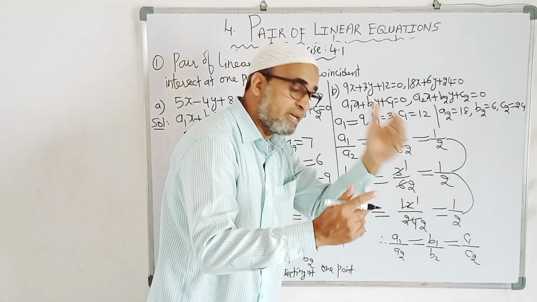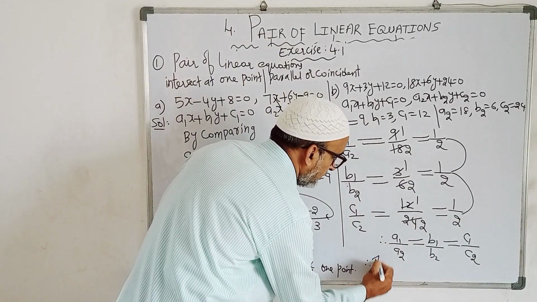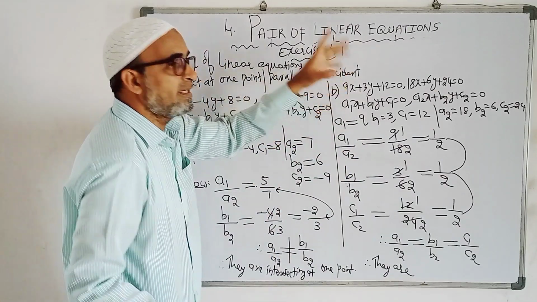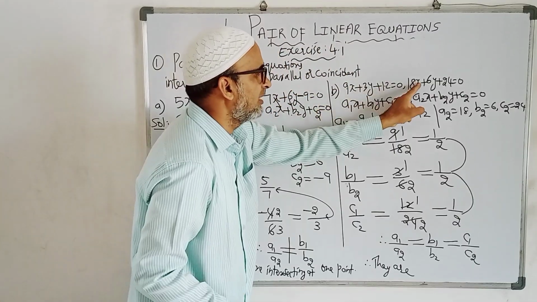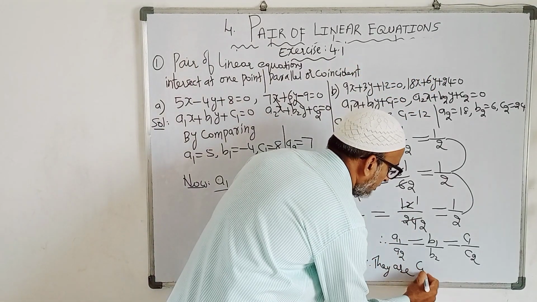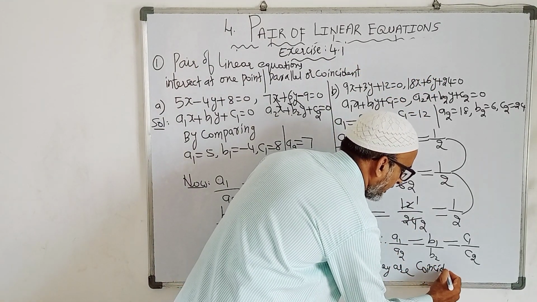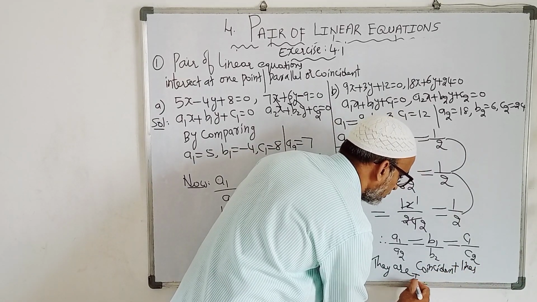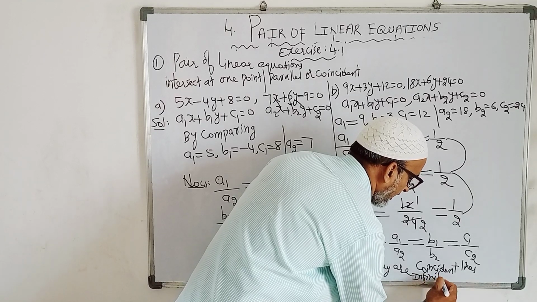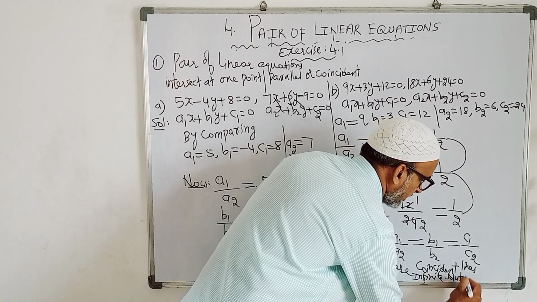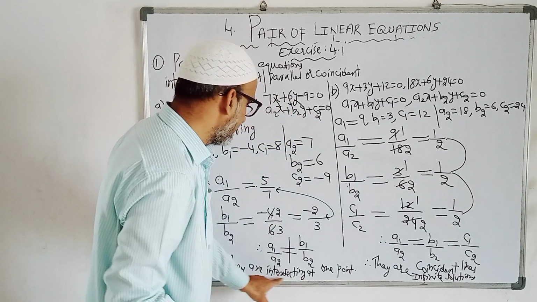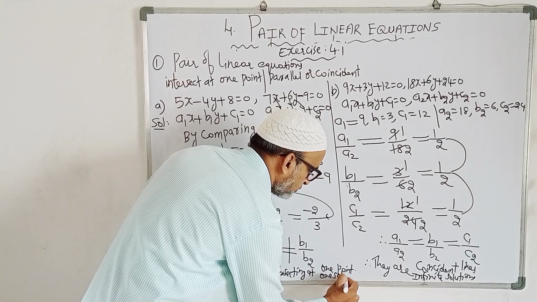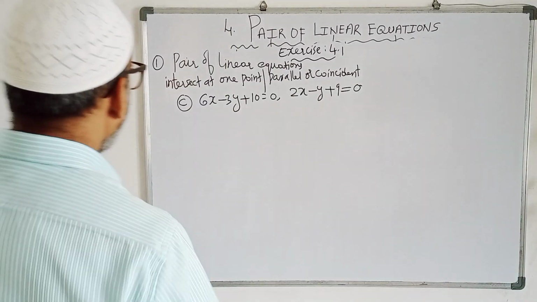All three ratios are the same. If all are the same, then they are what? Coincident lines. These two lines are coincident lines. How many solutions? Infinite solutions. Here, intersecting at one point, one solution. This is the C bit here.